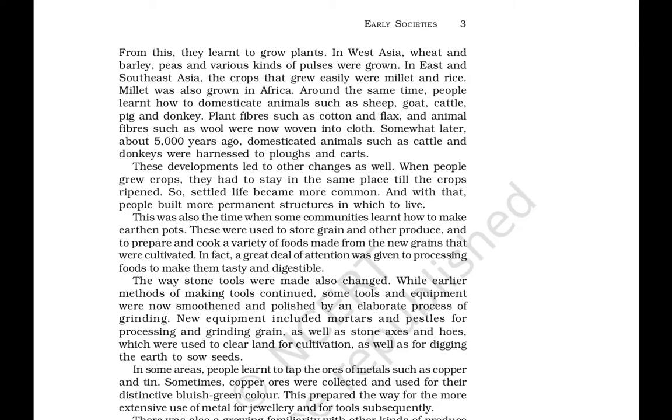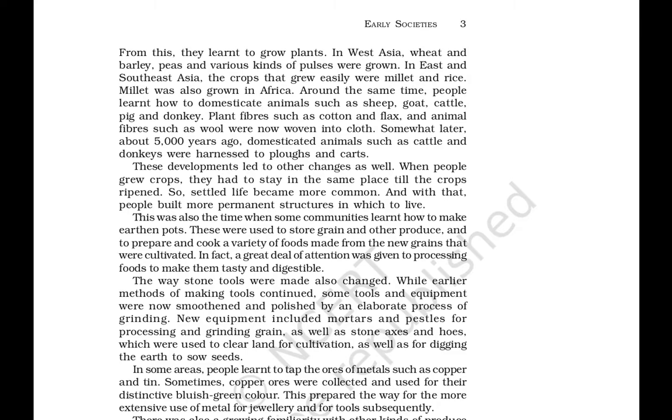In West Asia, wheat and barley, peas, and various kinds of pulses were grown. In East and Southeast Asia, the crops that grew easily were millet and rice. Millet was also grown in Africa. Around the same time, people learned how to domesticate animals such as sheep, goat, cattle, pig, and donkey. Plant fibers such as cotton and flax and animal fibers such as wool were now woven into clothes. Somewhat later, about 5,000 years ago, domesticated animals such as cattle and donkeys were harnessed to plows and carts.